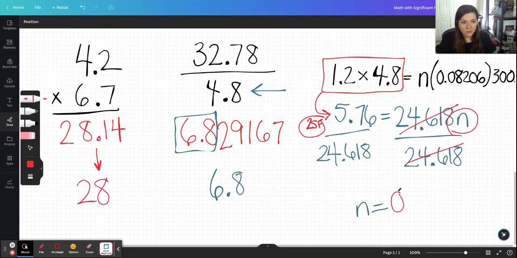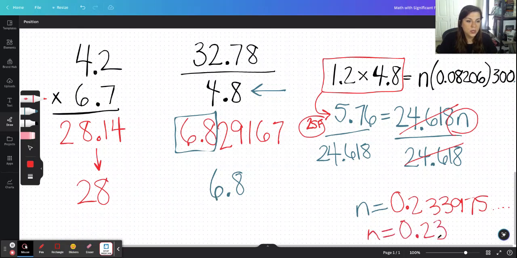We are getting, for our preliminary answer, 0.2333975 5 going onwards. We want 2 sig figs here, so n is going to be equal to 0.23 because the second 3 is not large enough to kick that 3 up into a 4. So that is multiplying and dividing with significant figures.